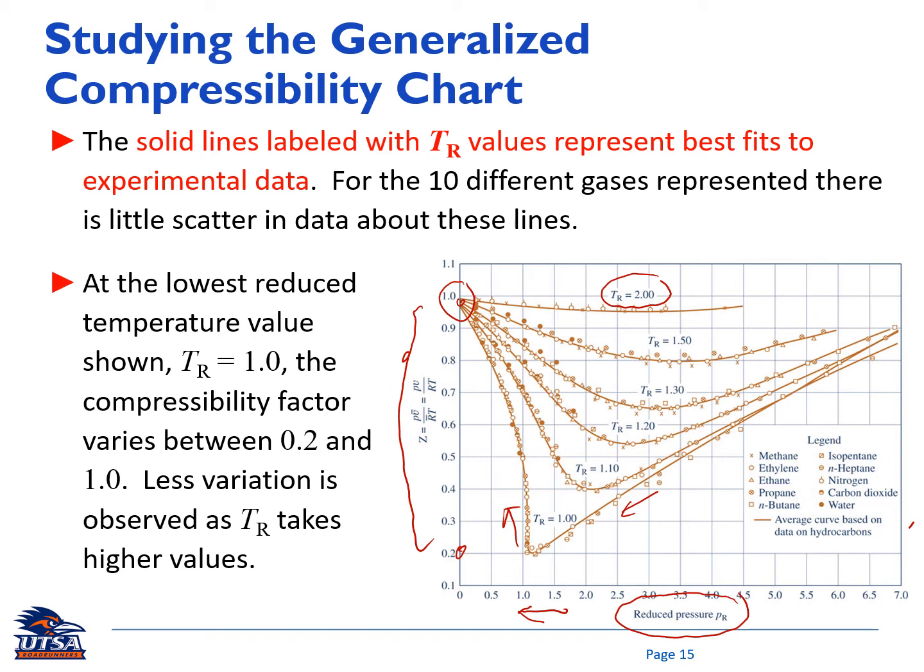For example, if you go up to the extreme one here, TR equal to 2, you see the variation of Z is just this one. So very small variation, it's close to 1. As I mentioned in the previous slide, if I have a substance at high temperature, the compressibility factor Z is around 1. It's close to 1.